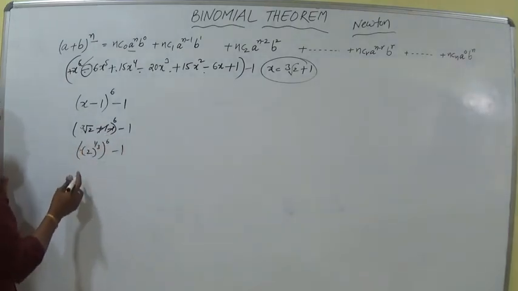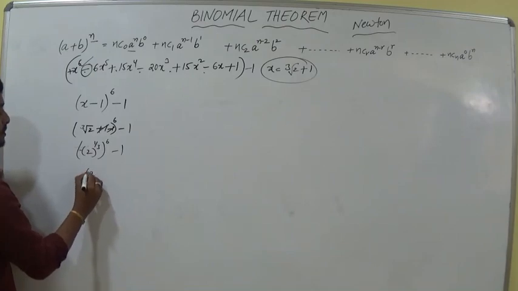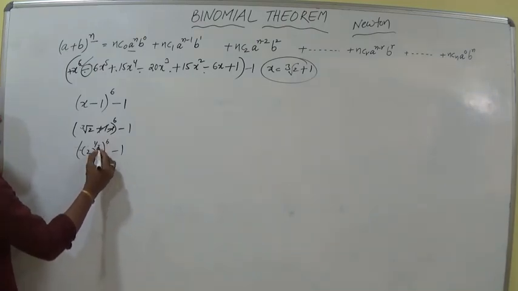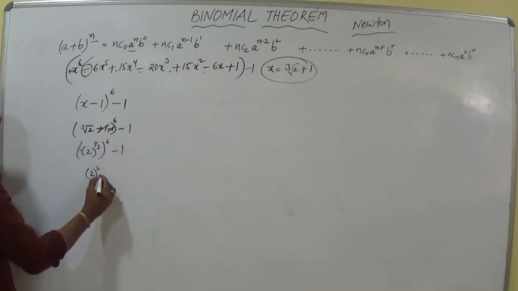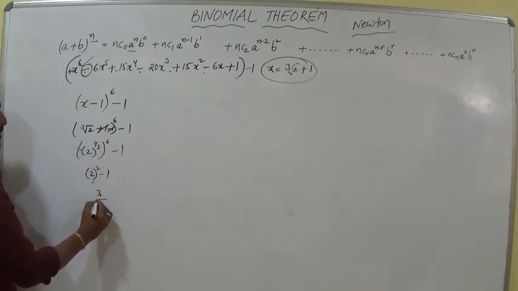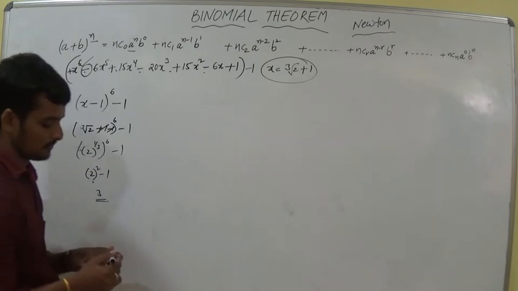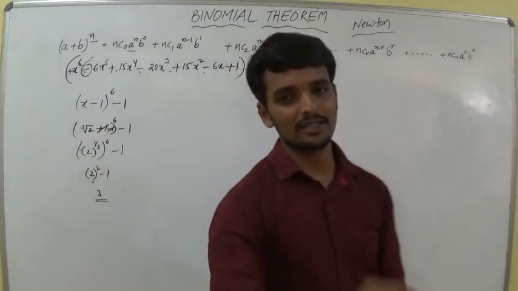This is a power m whole power n, that means 2 square. Why is it 2 square? Because 6 by 3 is 2. So 2 square is 4, minus 1 is 3. That is our answer. I hope you understand.